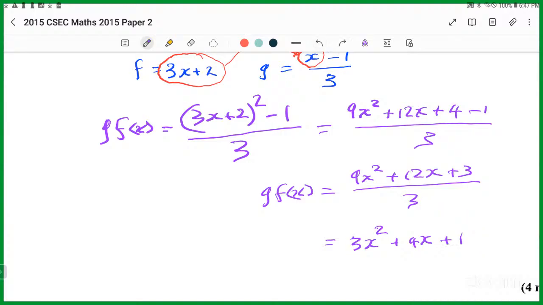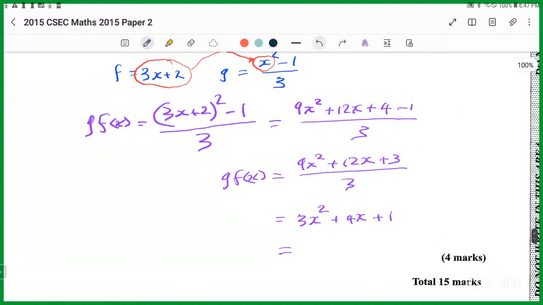But it's easy to factorize because this is prime. All the factors of this are 3x and x, and all the factors of 1 are 1 and 1. So you get 3x and x, and the factors of the 1 is 1 and 1. Then the signs are the same, and they are both positive. So it's positive, positive.